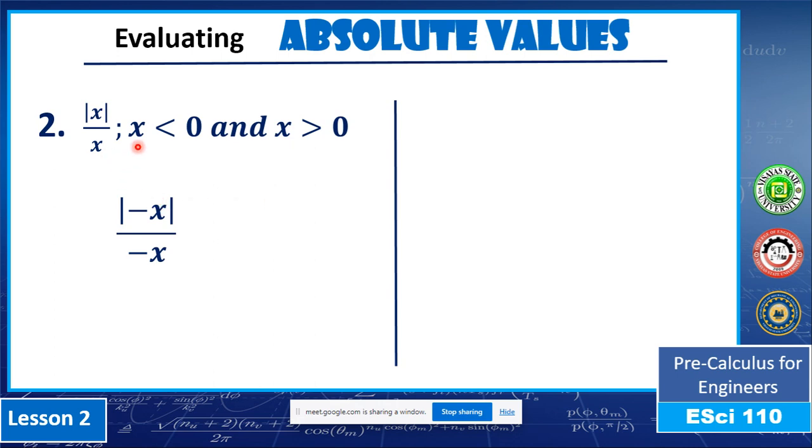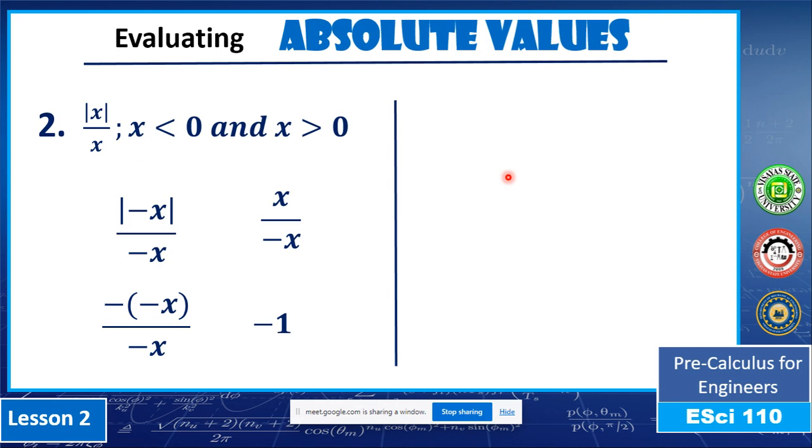So let's substitute. If x is less than 0, we have a negative x, and on the denominator we also have negative x. Taking the absolute value of negative x, we have negative times negative x, all over the denominator negative x. So we have x all over negative x. Since we have a negative in the denominator, x divided by negative x, the x cancels. What's left is negative 1. Therefore, negative 1 is the answer for the x that are less than 0.